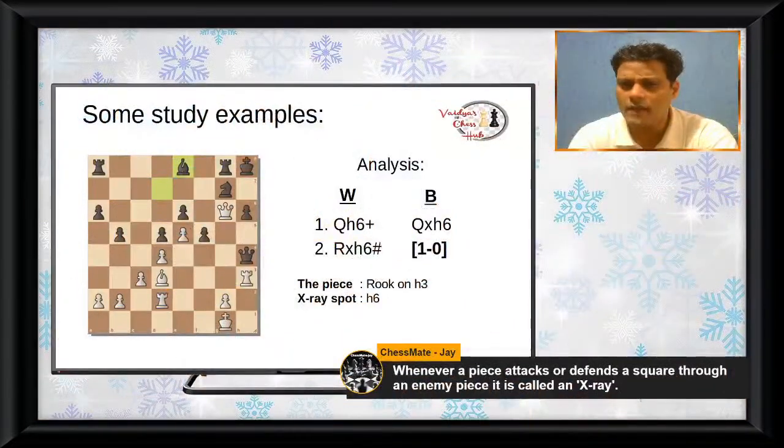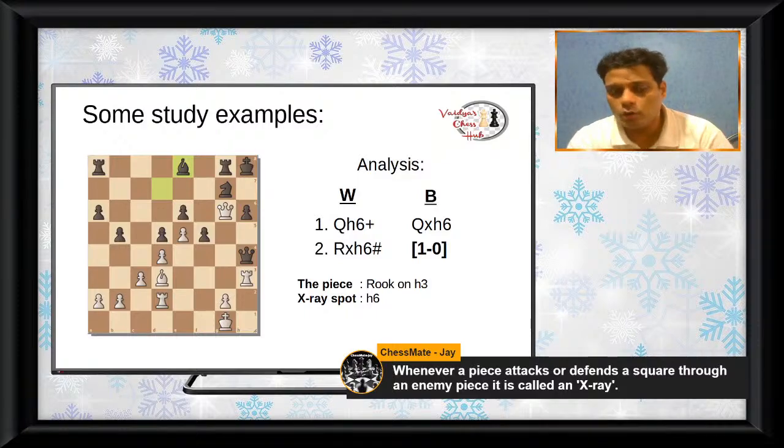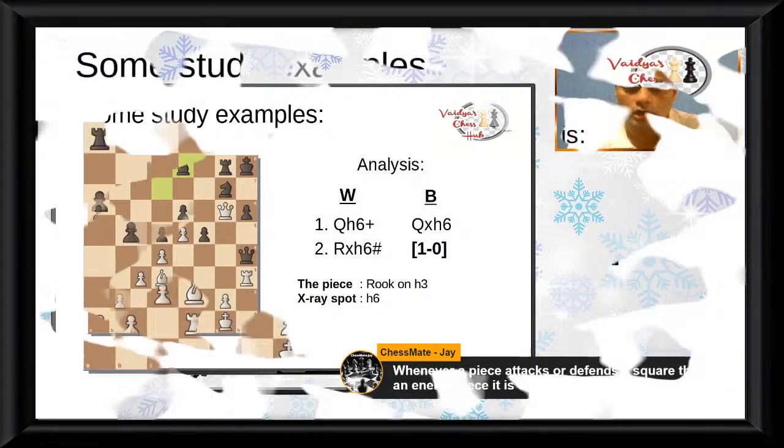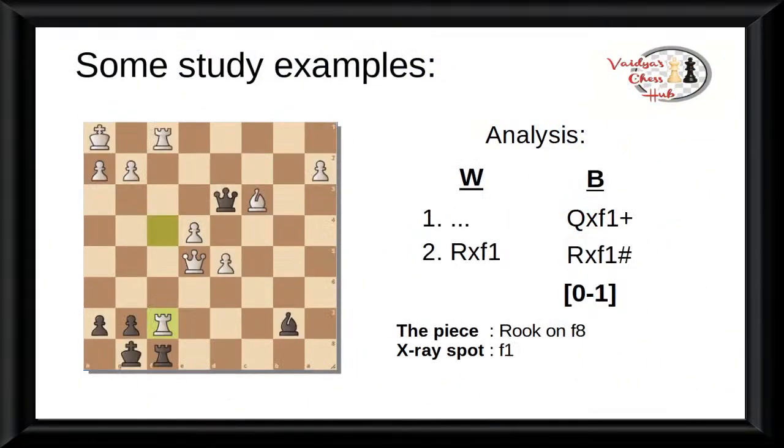So how do you write that? You say that all this is about the rook on h3. So the piece is rook on h3. The x-ray spot is h6. It is important because that is how I want you to write down the answers when you get your homework assignment in that PDF file that I am talking about. Let's move to the next example.